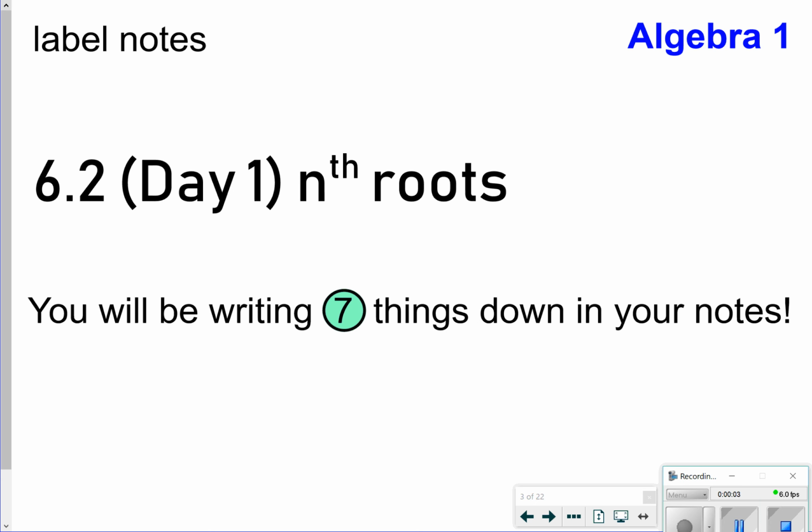Today we're going to be looking at Lesson 6.2. We're going to look at Part 1 or Day 1 today, and we're specifically talking about nth roots. That's going to make more sense once we write down the first thing that will go in our notes. We're going to be looking for 7 things today to go in our notes. Let's go ahead and get started with number 1.